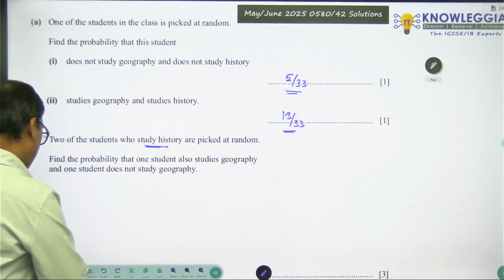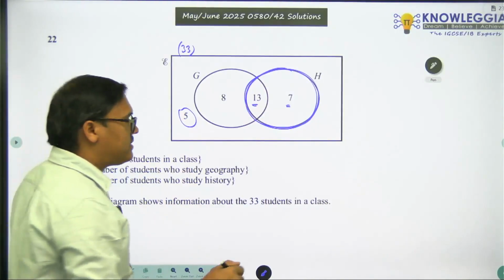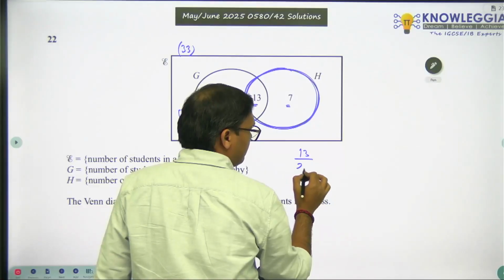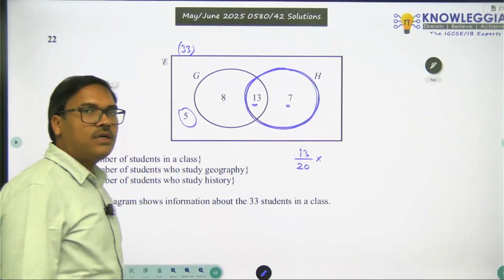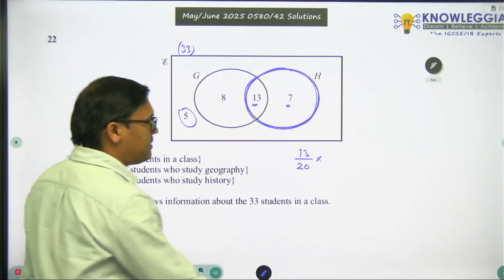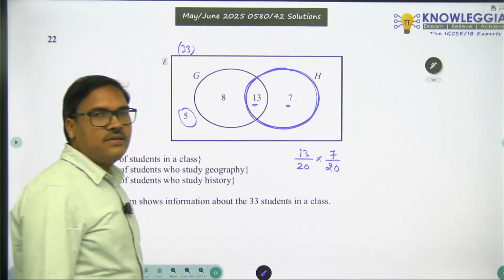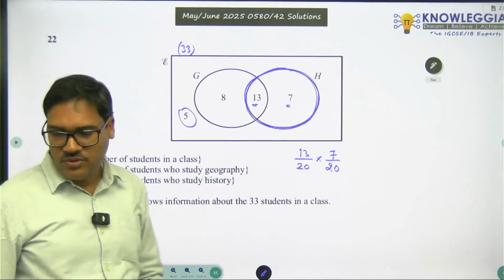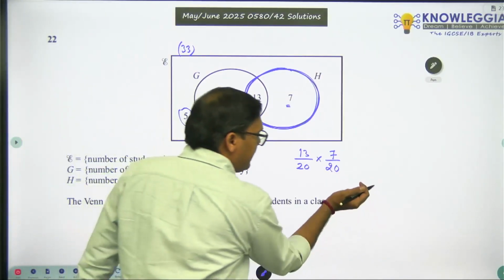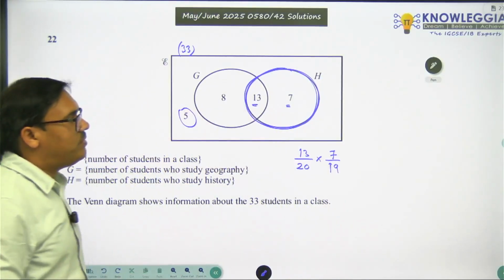So, what is the probability that among this one student is also studying geography? That is 13 by 20. Okay. Now, the other student is not studying geography. That is 7. Sorry, 7 by 20. That is the answer. So, let's see what is the correct answer. Oh, sorry. This is 19 because we have already picked up one student. So this will be 19. Okay. So I hope this is clear.